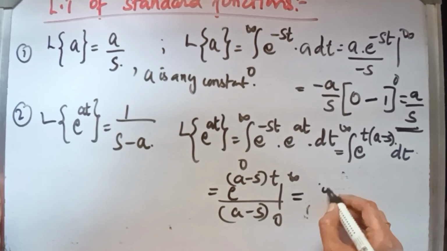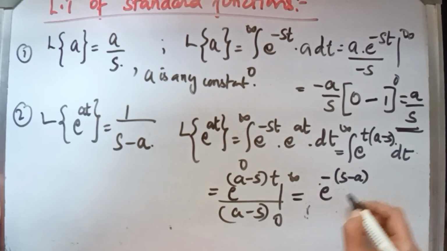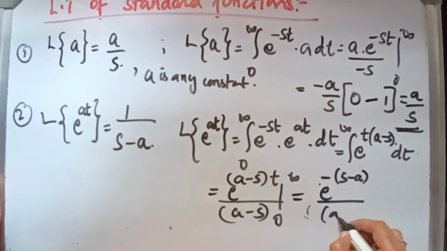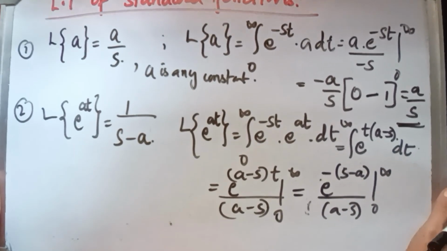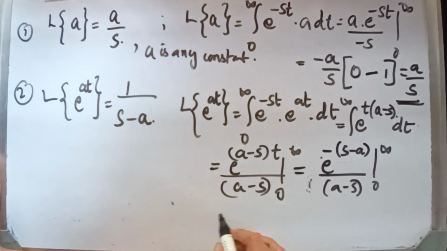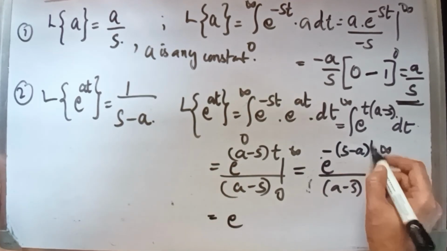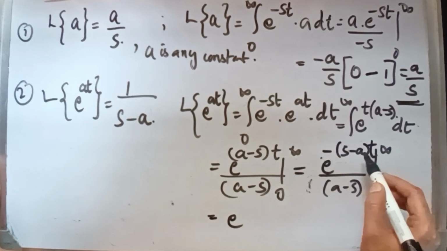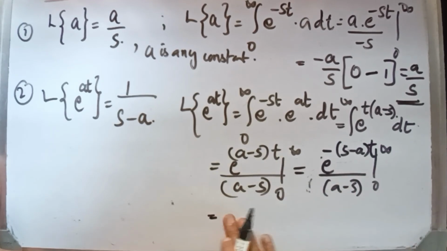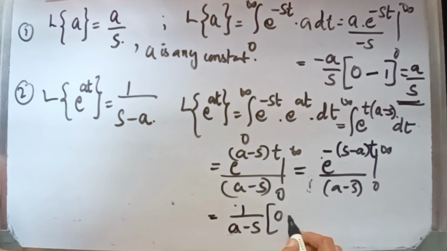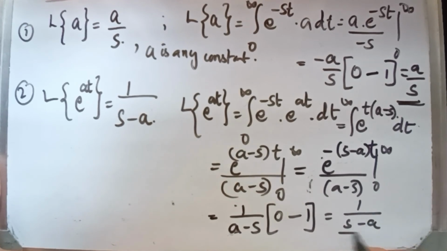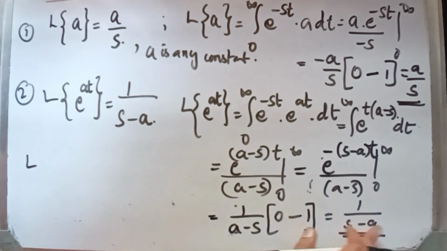You can simplify this as e power, take minus common, minus s minus a into t, divided by a minus s, from 0 to infinity. I have done this because while applying the limit it is easier to simplify. So apply upper limit. E to the power minus infinity is 1 by e to the power infinity, which is 1 by infinity, that is 0. So you will have 1 by a minus s into 0 minus e to the power 0, which is 1. So this gives you 1 by s minus a. So Laplace transform of e power at is 1 by s minus a.